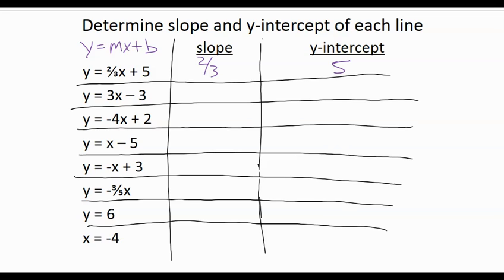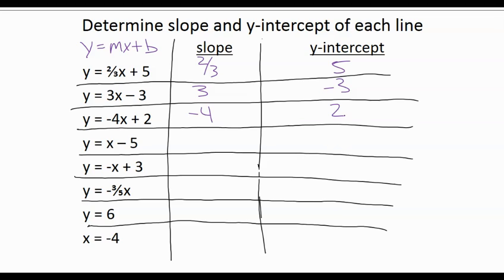My slope, that's the number in front of the x. That's 3. My y-intercept, since this is -3, my y-intercept would be -3. So let's look at our next one. Our slope is -4. Our y-intercept is 2. So let's look at our next one.